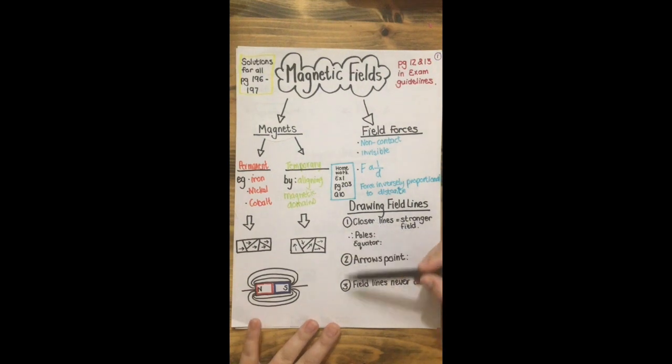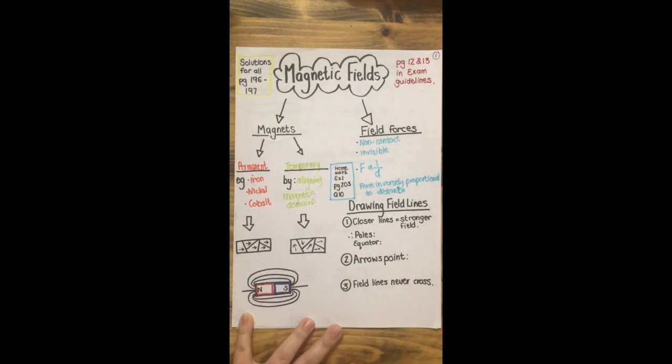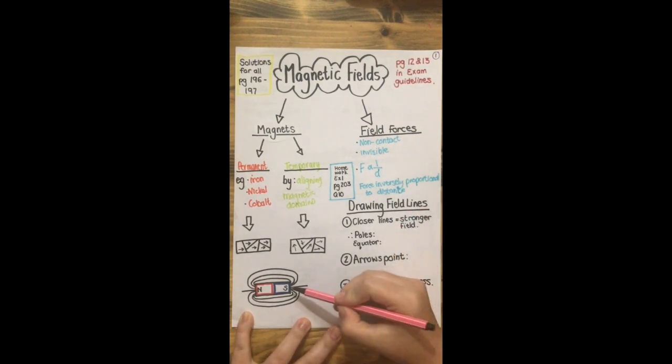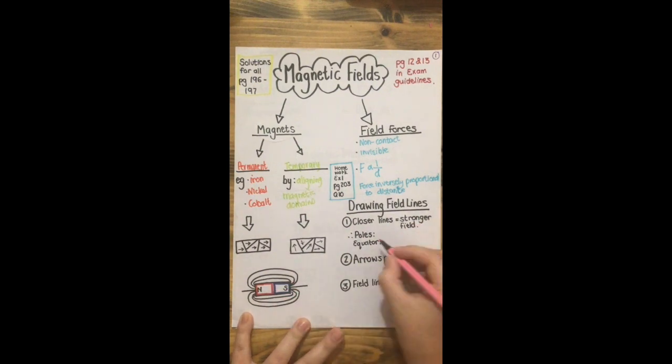There are 3 rules with drawing field lines around a bar magnet. First, the closer the field lines are, the stronger the force that is experienced. So around the ends, the poles of the magnets, the force is the strongest.